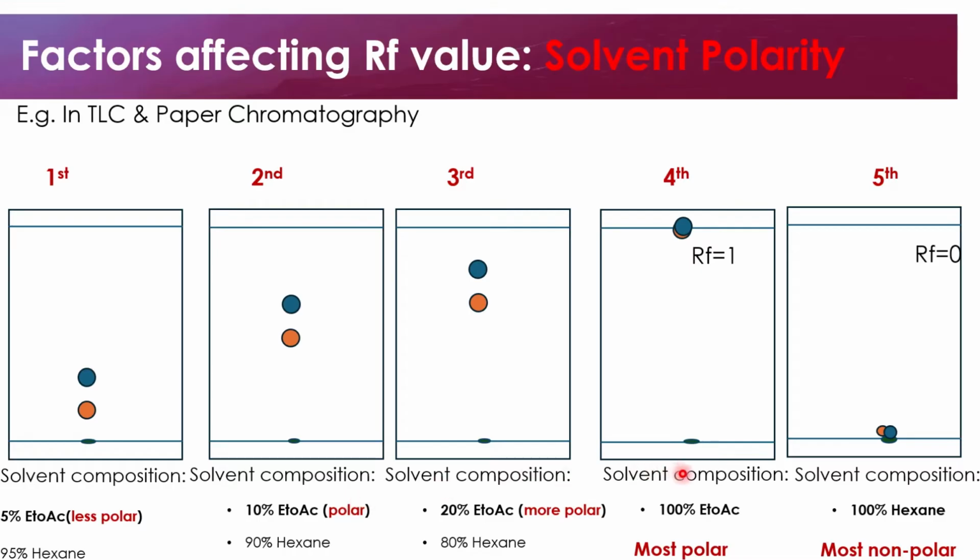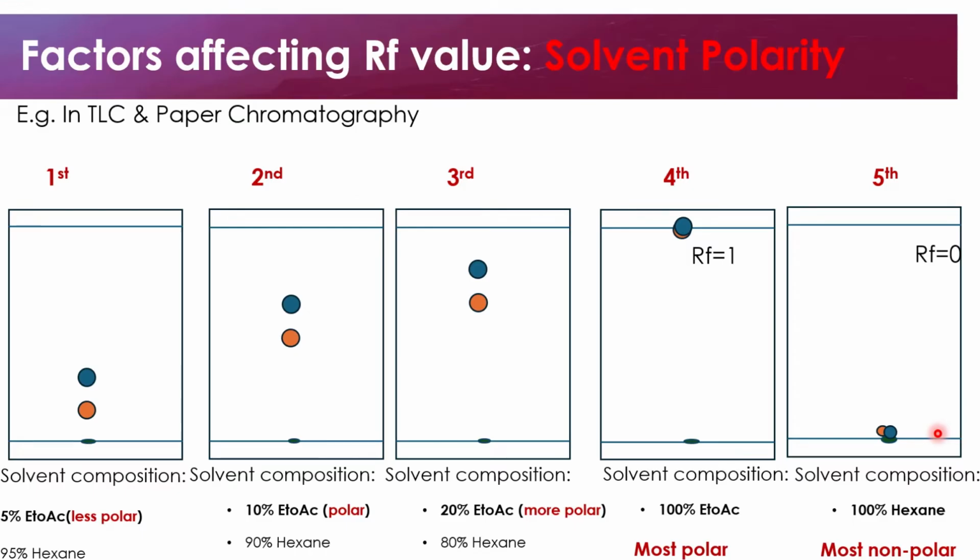The 100% ethyl acetate, which is a polar solvent used as a mobile phase in the fourth chromatography, will be considered the most polar solvent, and the 100% hexane, which is a non-polar solvent used as the mobile phase in the fifth chromatography, will be considered the most non-polar solvent.